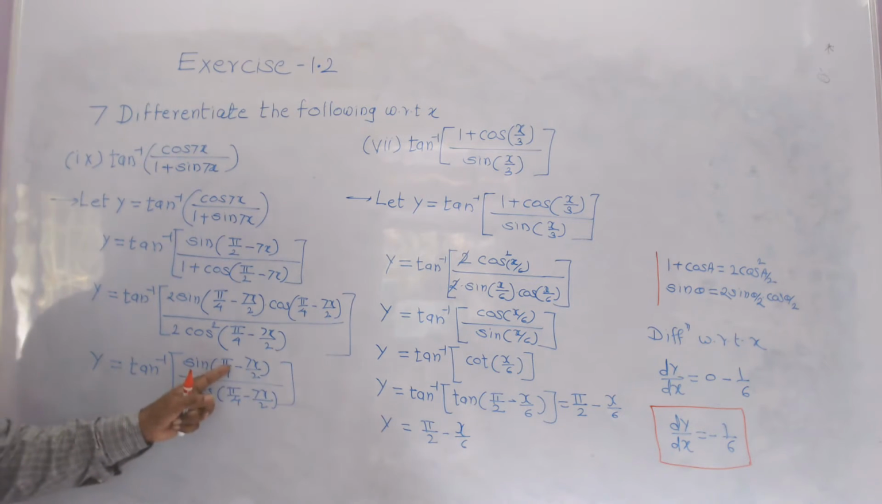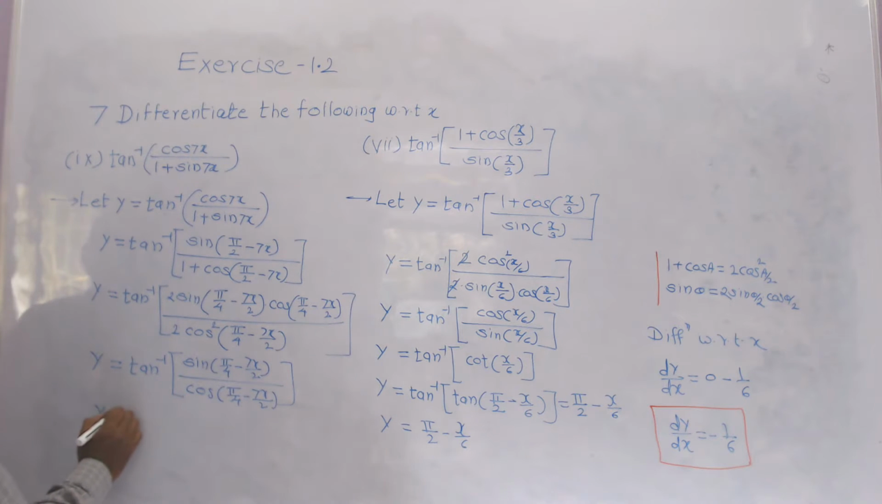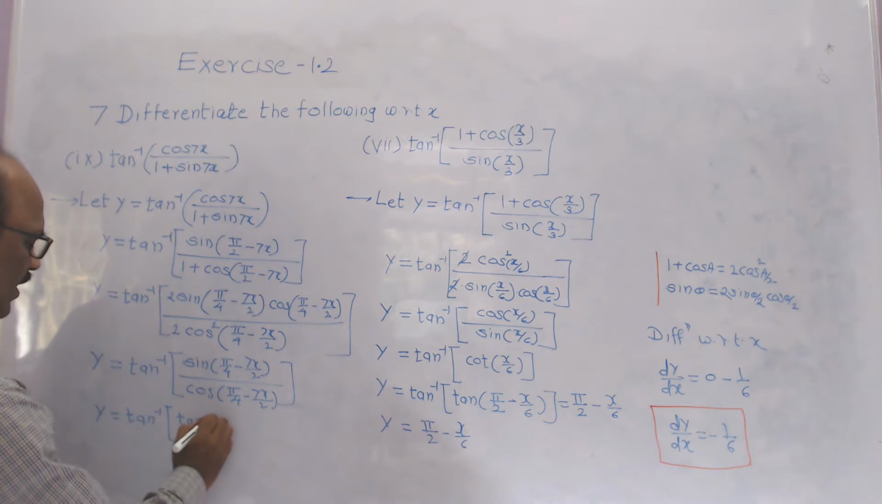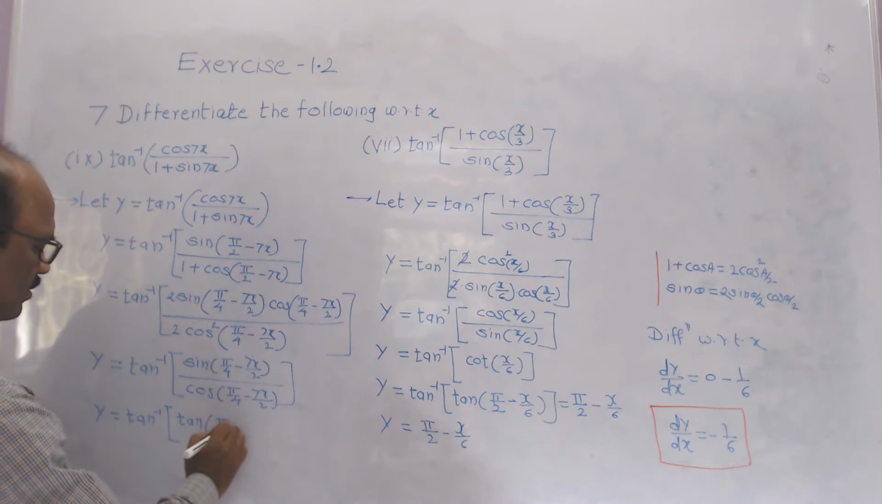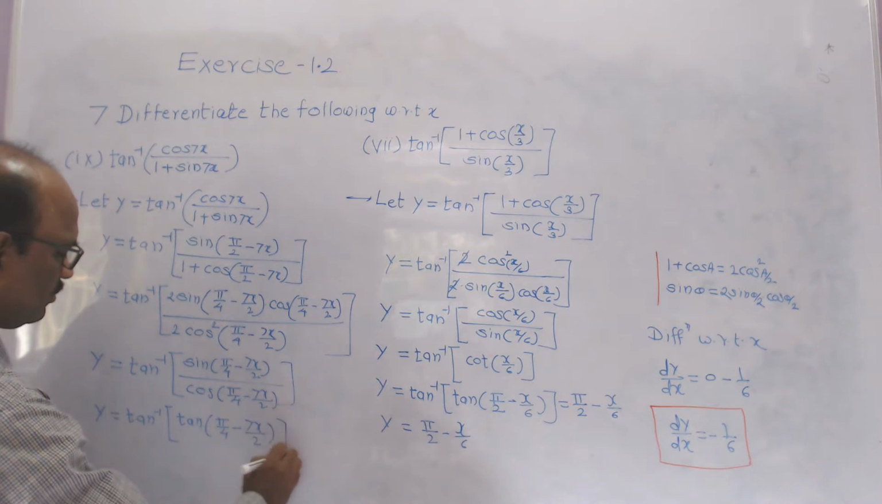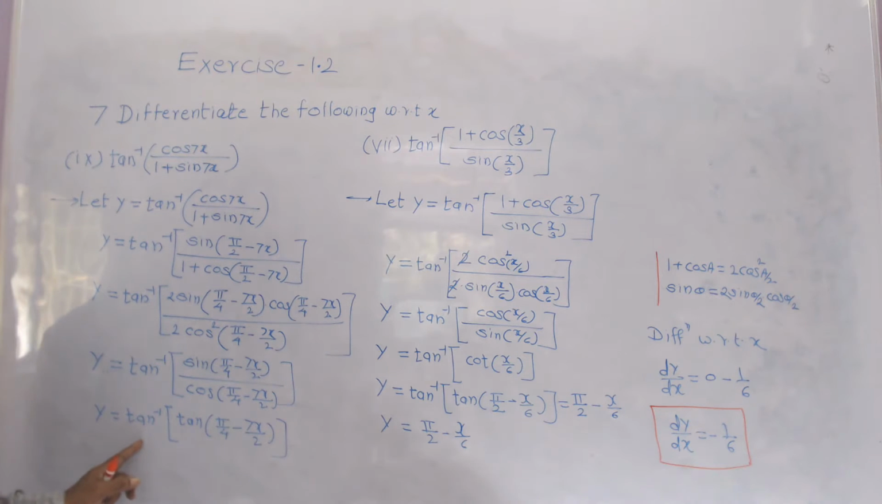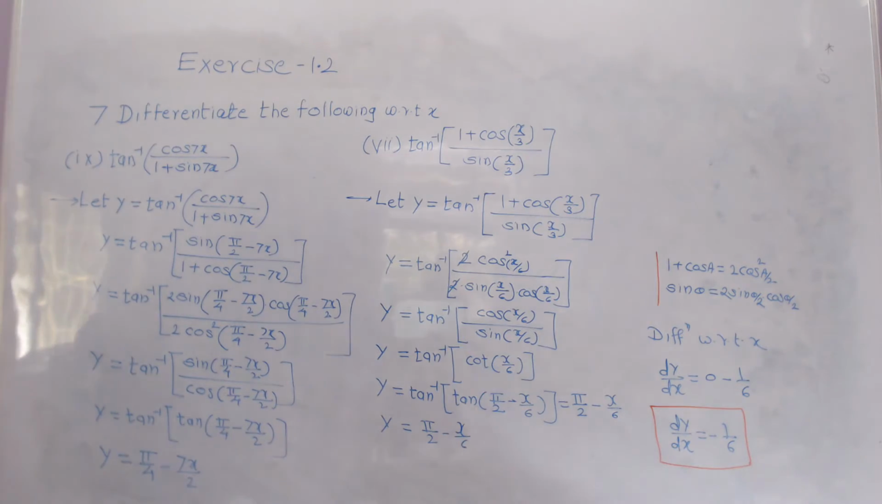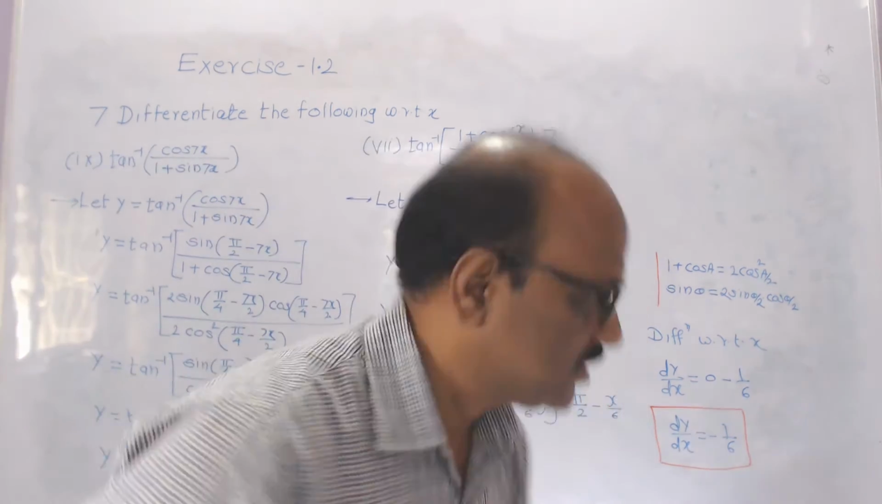Now what about here? This is the tan. That is, y is equals to tan inverse of tan of pi by 4 minus 7x upon 2. Now tan inverse of tan of pi by 4 minus 7x upon 2 is, that is, y is equals to pi by 4 minus 7x upon 2. Now again differentiate this with respect to x.